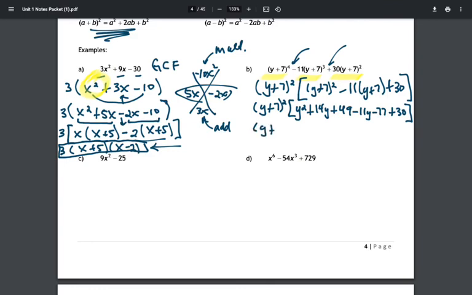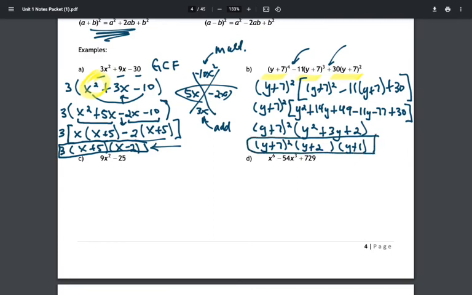And then I've got y plus 7 squared. Simplifying inside of here, I end up with y squared, 14y and a negative 11y. Those combine to be 3y. And then when I combine the 49, the negative 77, and the 30, I get a positive 2, which will factor further as well. So that gives me y plus 7 squared, and then this is going to factor to be y plus 2 times y plus 1. And that is your fully factored form for that.